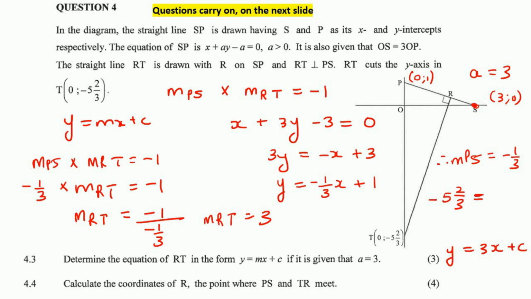So 5 times 2 is 15, plus 2 is 17, so it's minus 17 over 3. Okay, so minus 17.